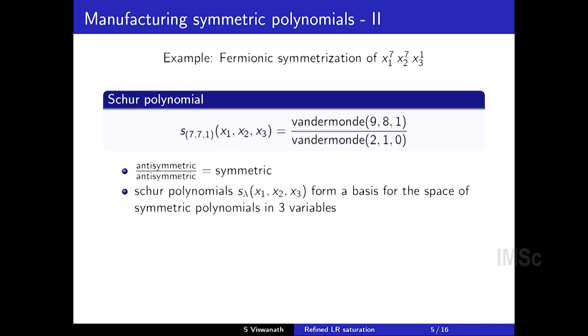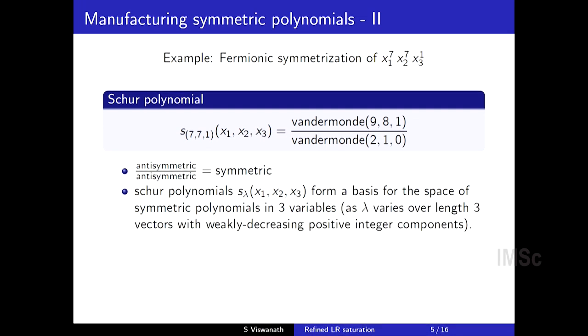What we are doing is taking a quotient of two antisymmetric objects. It is fermionic symmetrization in the following sense: you construct these antisymmetric things, but your final output is symmetric by dividing by the basic Vandermonde determinant. And this is what's called the Schur polynomial, and they form a basis for the space of symmetric polynomials, in this example in 3 variables, as you let this lambda vary over all possibilities.